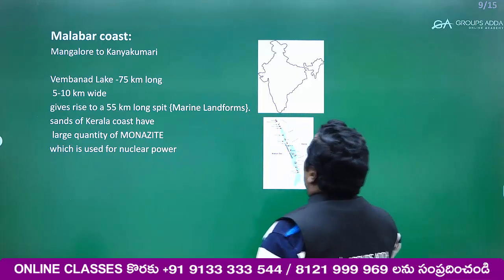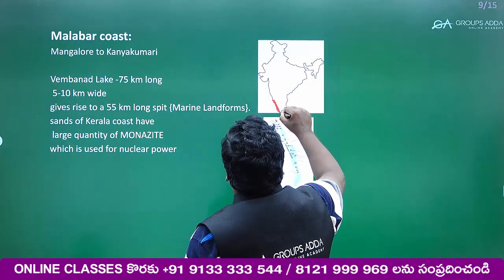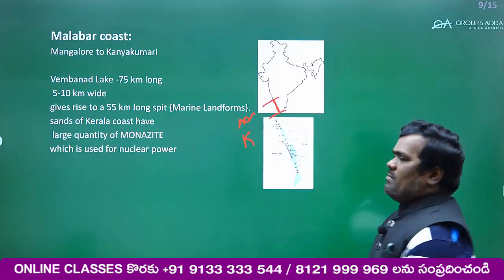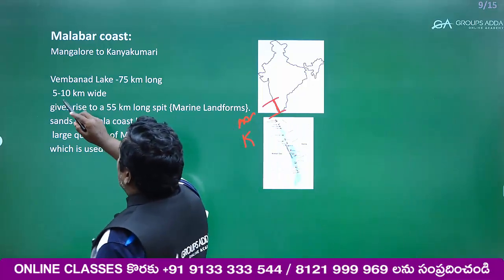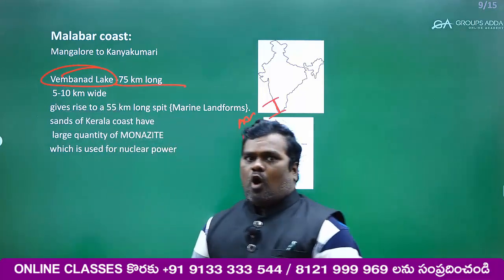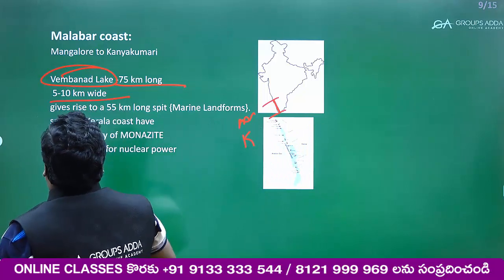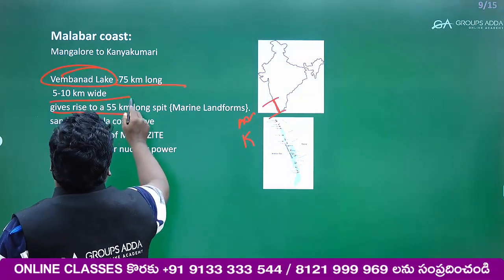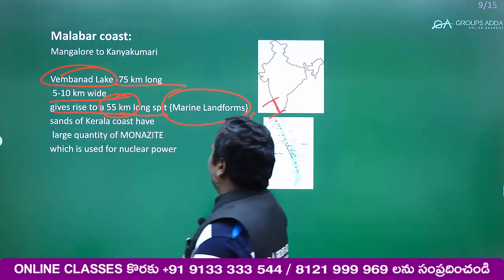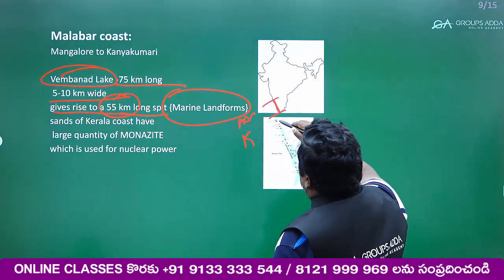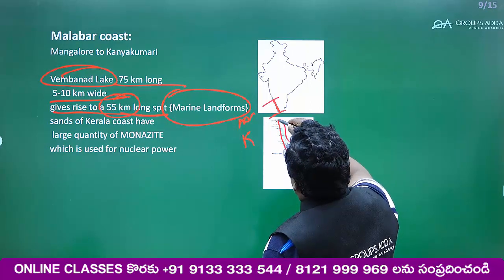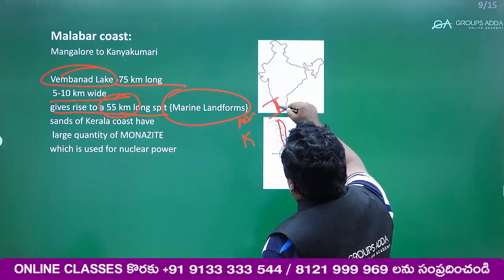Then my dear friends, Malabar coast. Malabar coast, it extended from Mangalore to Kanyakumari. Yes, see here, here we have Vembanad Lake, which is 75 kilometers long with 5 to 10 kilometers width. Okay, it gives rise to 55 kilometers long spit marine landforms. See here, if you observe, this is Vembanad Lake. All this is Vembanad Lake which is available here.